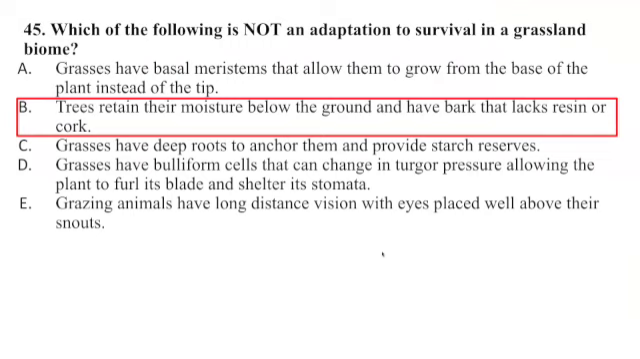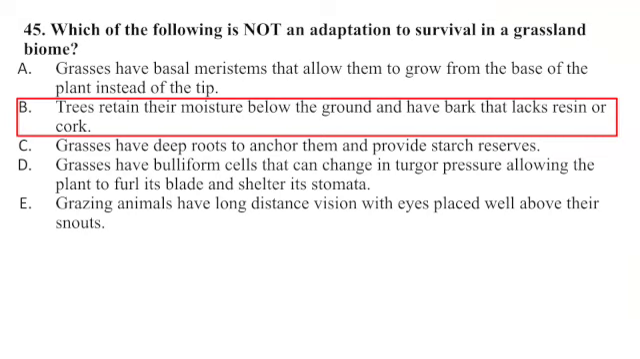Which of the following is not an adaptation to survival in a grassland biome? Grassland biomes are large areas of grasses, flowers, and herbs, if you remember. It's a region where the average annual precipitation is large enough to support the growth of grasses and maybe even a few trees.